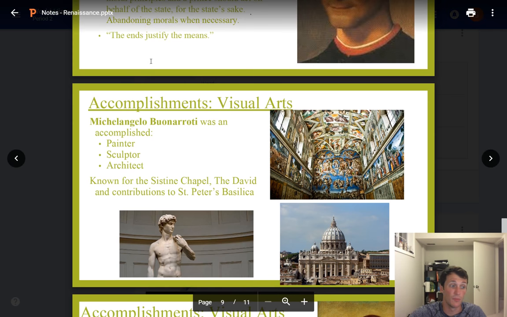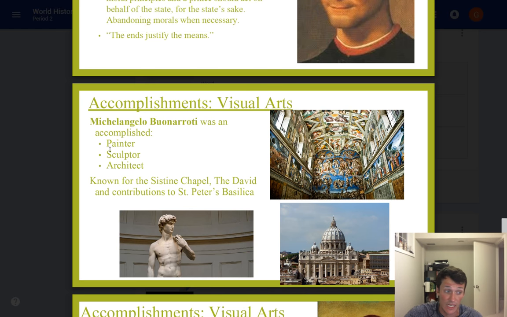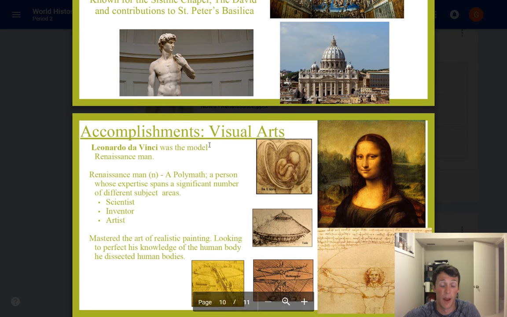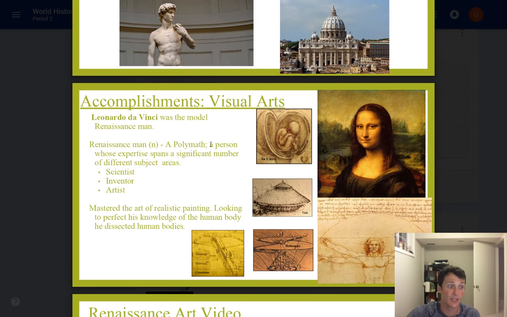We talked about Michelangelo, right? Michelangelo is a painter and a sculptor and an architect, and you could argue that he is essentially a Renaissance man, someone who is good at a lot of different things. Things you should probably know that he created: you should definitely know the Sistine Chapel, the David, and his contributions to St. Peter's Basilica.